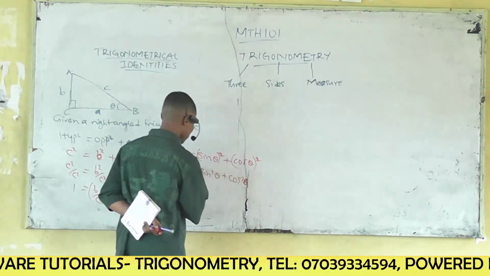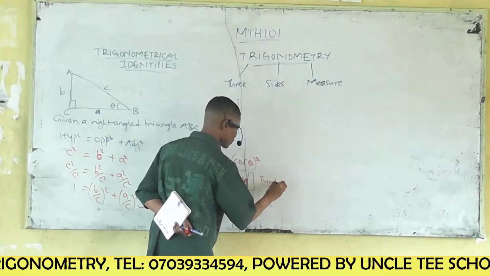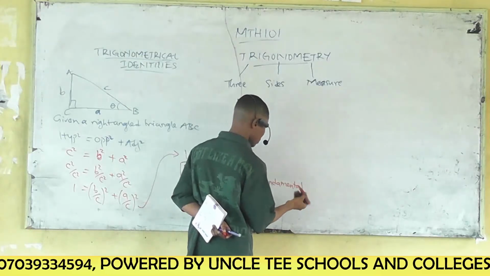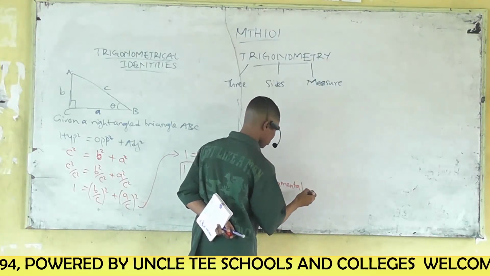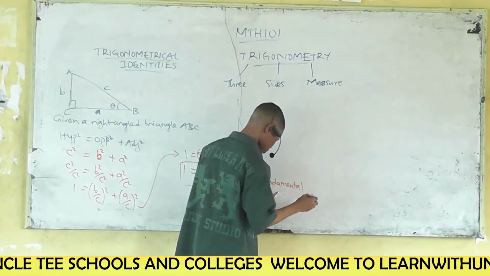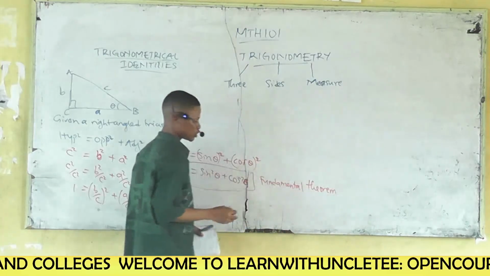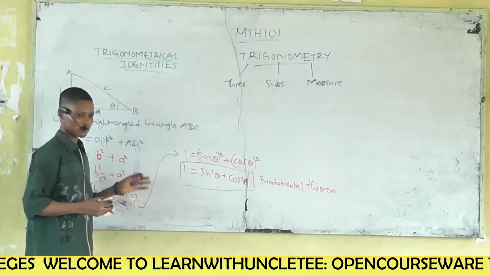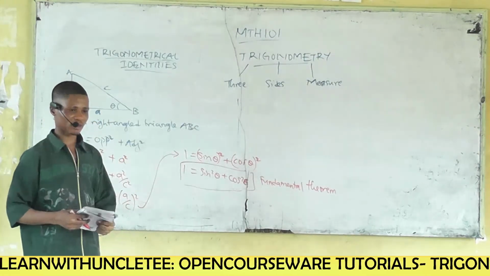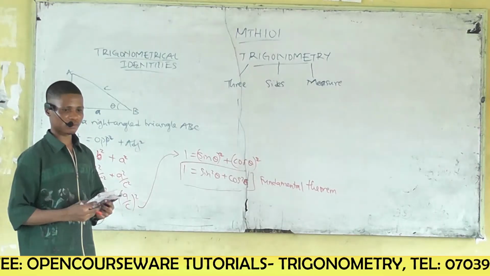So this gives you the fundamental principle also, fundamental theorem of trigonometry. This is the fundamental theorem of trigonometry. So from here, we can derive a lot of proofs. Once you know this, you can derive many proofs.